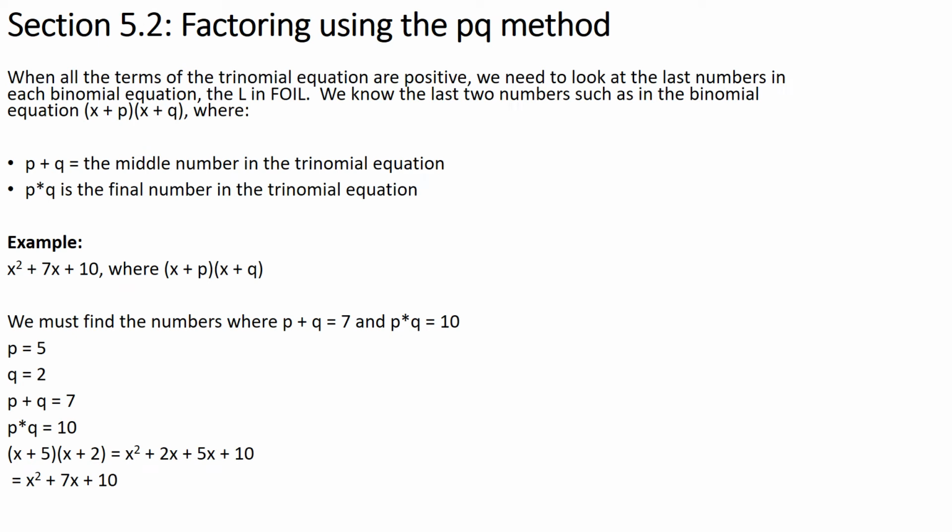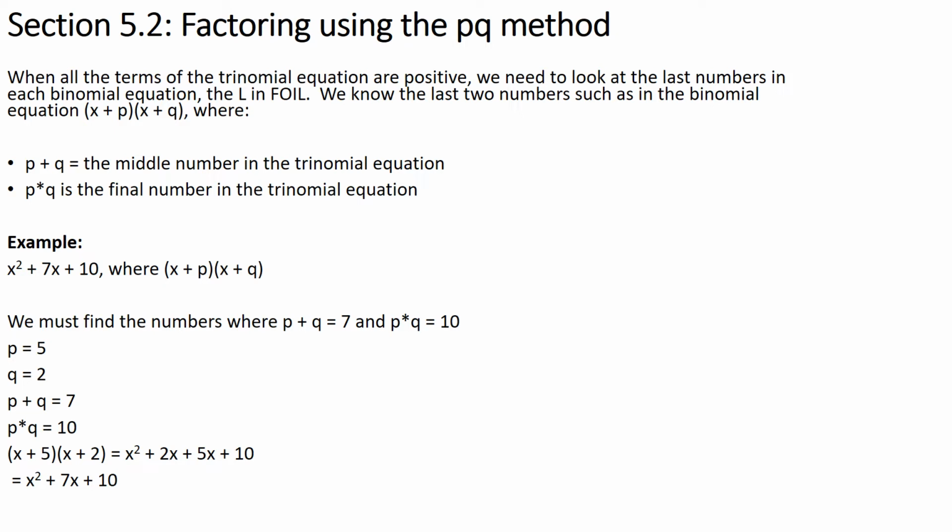Now, one of the simplest and most effective methods is using the PQ method. We have a polynomial, which means there are 3 components, for example x squared plus 7x plus 10. We want to break it down into 2 simpler binomials, bi meaning 2, with an x plus p, we don't know what the p is, and an x plus q, we don't know what the q is, but we're going to figure it out.